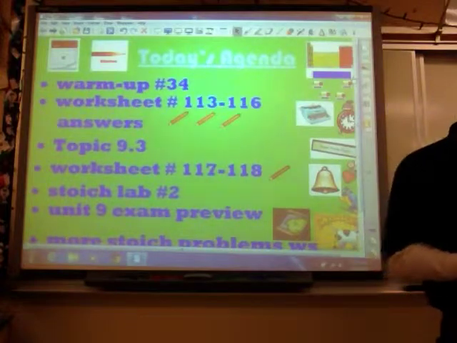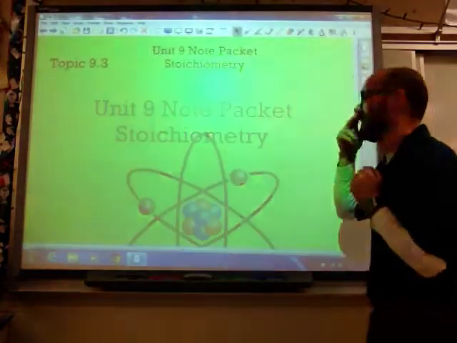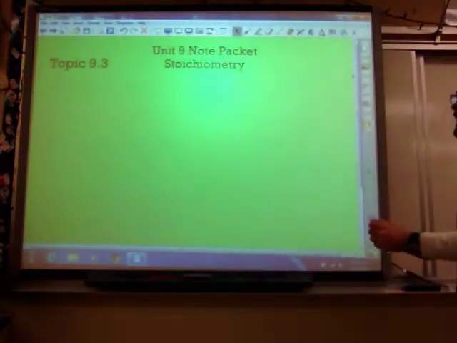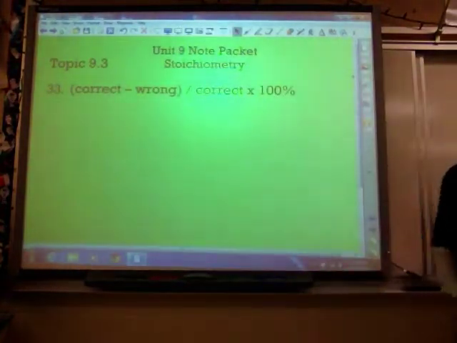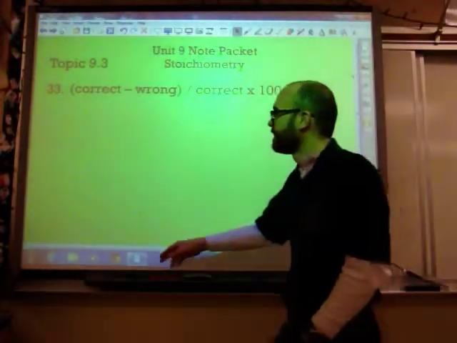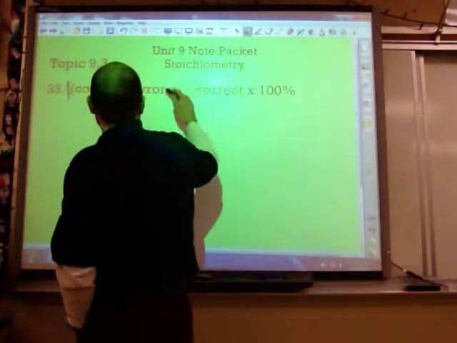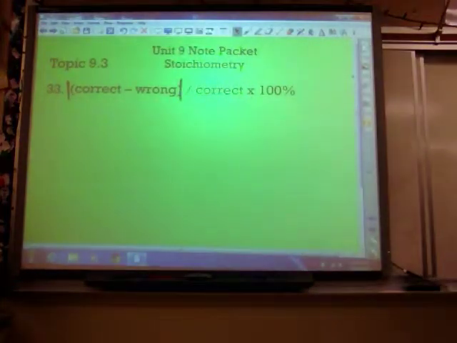We have already discussed how to calculate a percent error, so let's begin our discussions with that. In a parallel universe, in 2014, you learned that the formula for percent error is right minus wrong divided by correct. Or, if you want to do correct minus wrong divided by correct, it doesn't matter because this error calculation is always in absolute value. You will always have a positive error. You won't have negative errors.